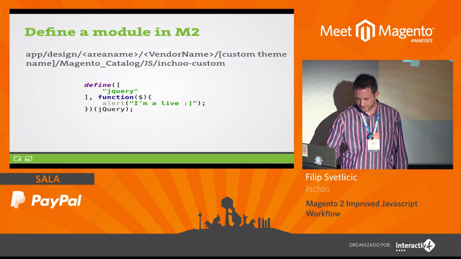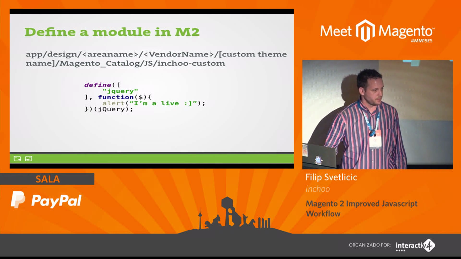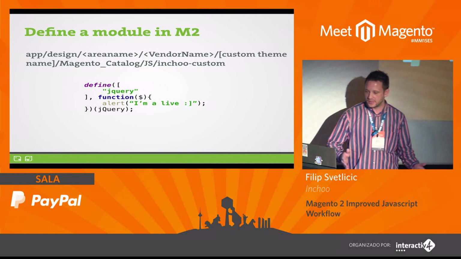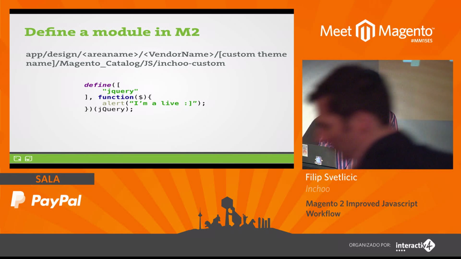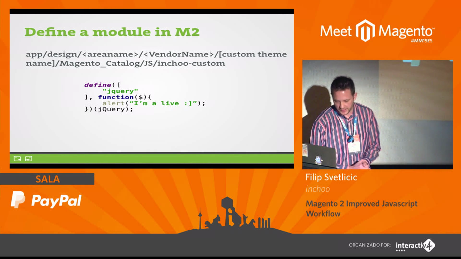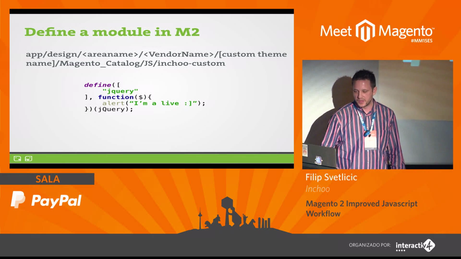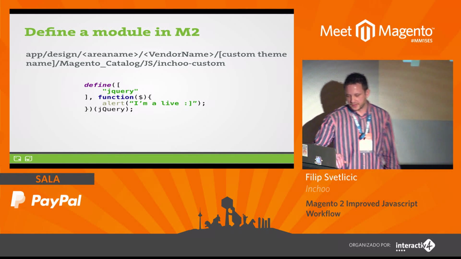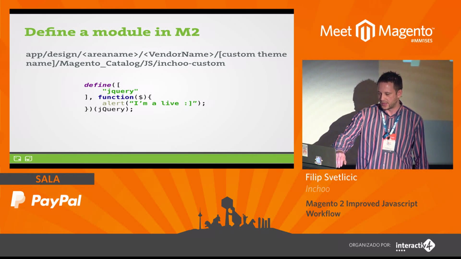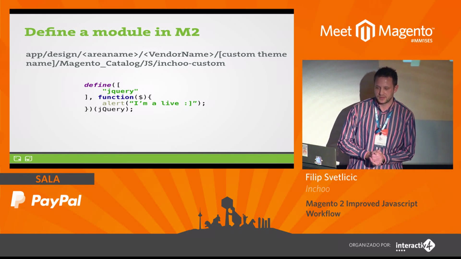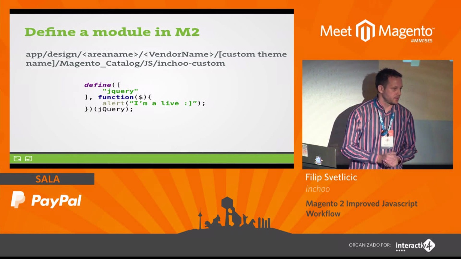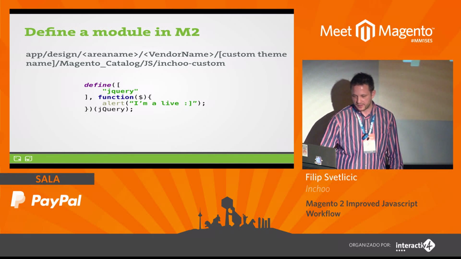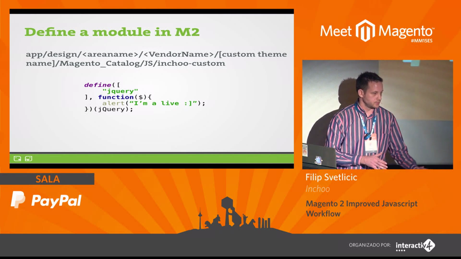Now, to define the module, for example, if you need to define something in our custom theme inside JS, in chew custom, as I named it, the file will be called in chew custom. We need to define our module. And we define it. In this example, I used jQuery as a dependency and an alert, just for the sake of this presentation. This is the most primitive level to actually define our module.